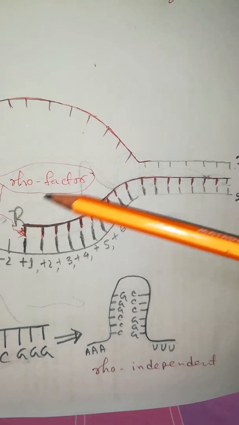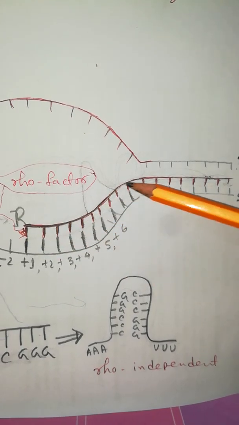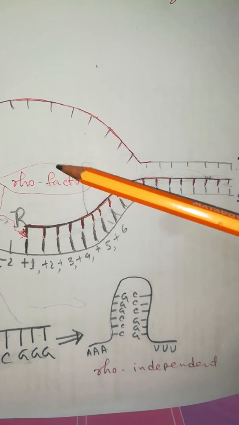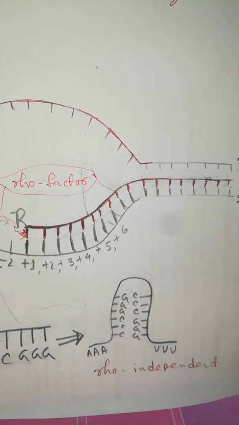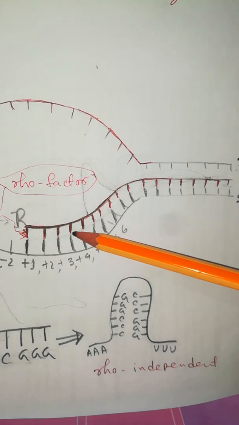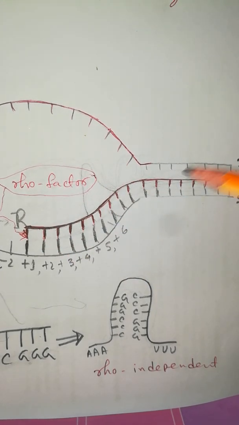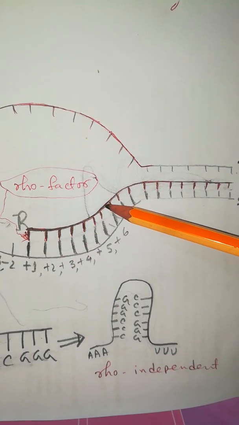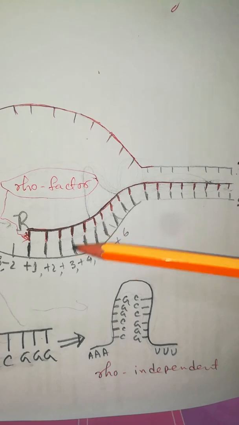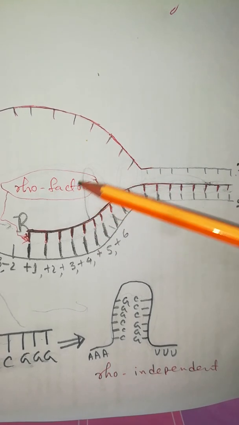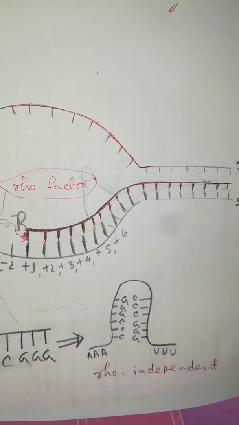So RNA polymerase causes polymerization continuously, and the rho factor, by its cutting activity, follows the RNA polymerase and continuously cuts this strand, separating the RNA strand, and ultimately we get this RNA. Termination of the transcription occurs by this rho factor. This is called rho dependent termination.